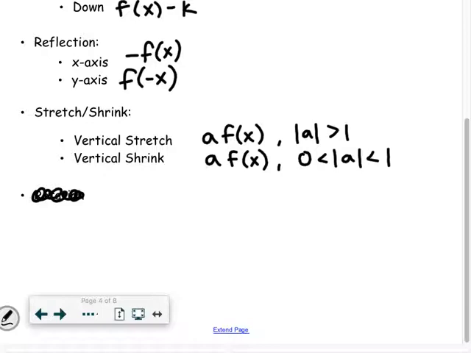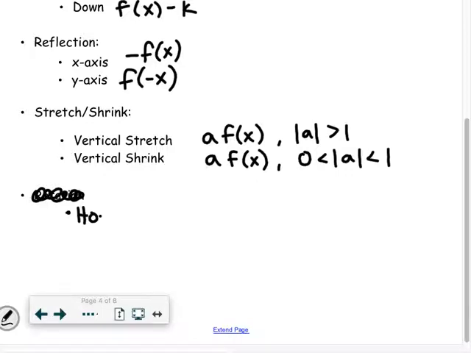Now the reason why I put absolute value there is because we want to look just at the number A, not at the positive or negative. Positive or negative is going to tell us if it opens up or if it opens down. The value of A, its absolute value, will tell us if it's stretched or shrunk. Notice that neither of these say or equals to 1. If it's equal to 1, there is no stretch or shrink. It's normal size. And we're not going to do the rotation, but let's add to our stretches and shrinks.